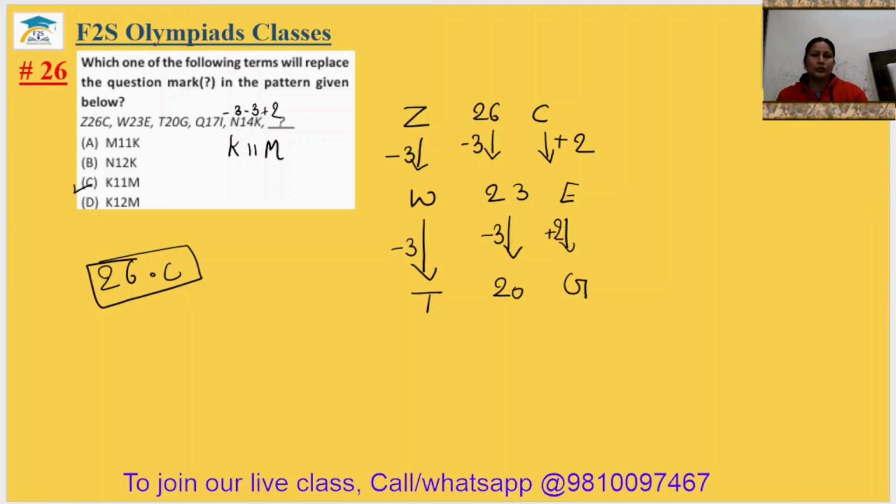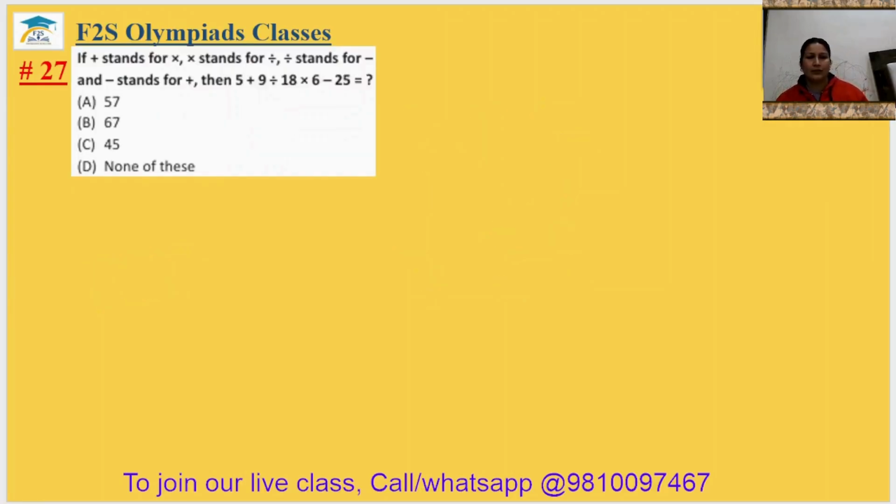Okay. Come to question number 27. Plus stands for multiplication. Multiplication stands for division. Division stands for subtraction. Subtraction stands for plus. Then 5 plus 9 divide 18 multiply by 6 minus 25 equal to what?